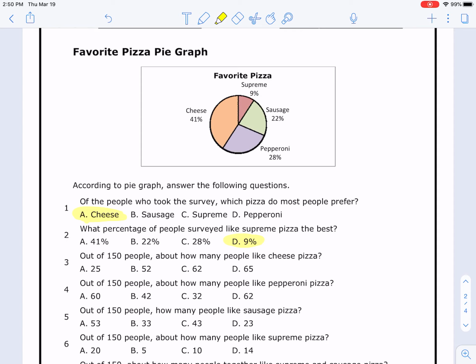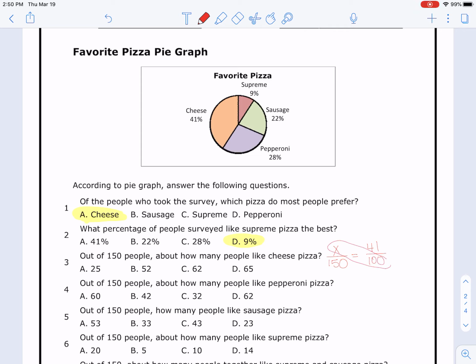Number 3, out of 150 people, how many people like cheese pizza? So when we're looking for the actual number, now we have to set up a proportion, and I'm going to do that on the side. So I know that there are 150 people, and we're going to put X on the top. How many people like cheese pizza? And cheese pizza was 41%, making it 41 over 100.